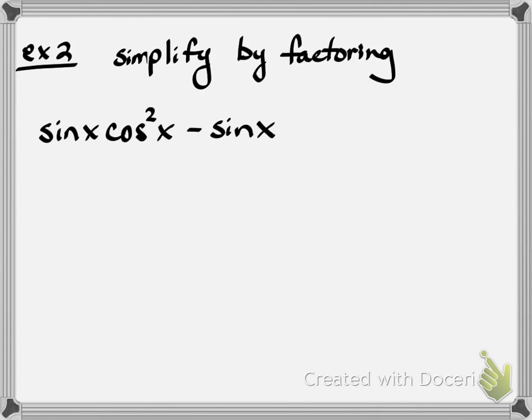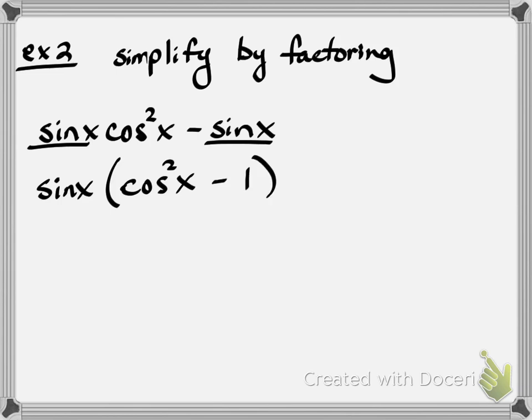So first off, let's just talk about the fact that this is two separate terms. This is a term and this is a term. Terms are separated by addition and subtraction symbols. So two separate terms. If I'm going to factor, look for the GCF in these two terms, and they both have sine x. So we're going to factor sine x out and say what's left. Well, in the first term, cosine squared x is left, and the second term of 1 is left.